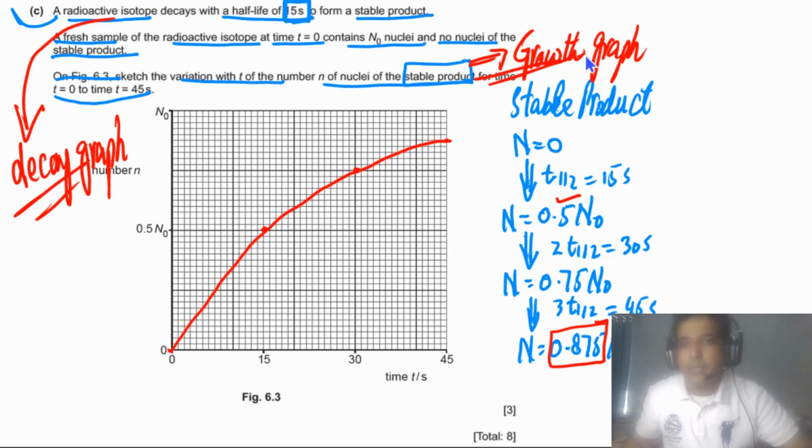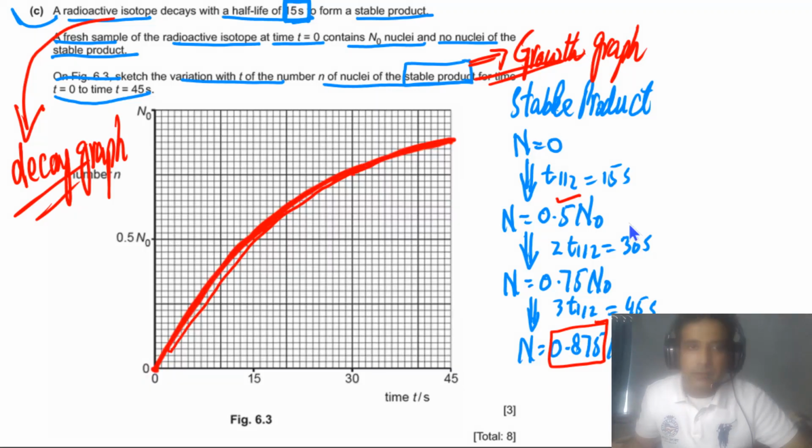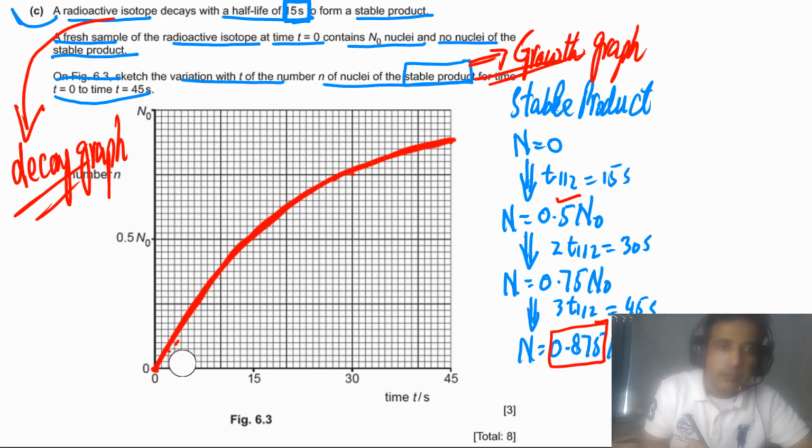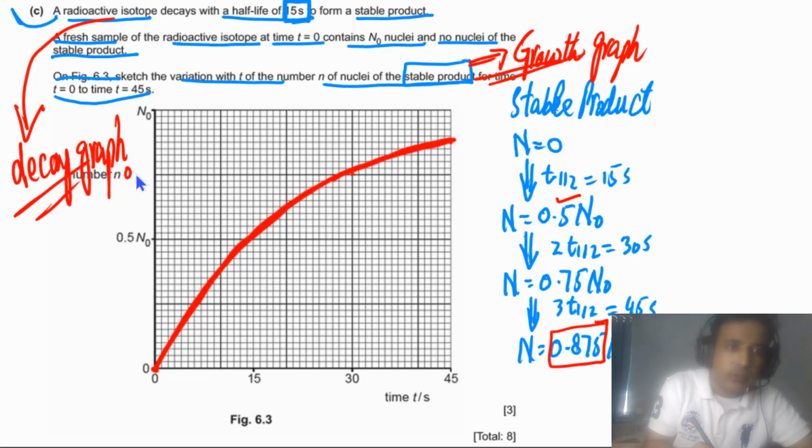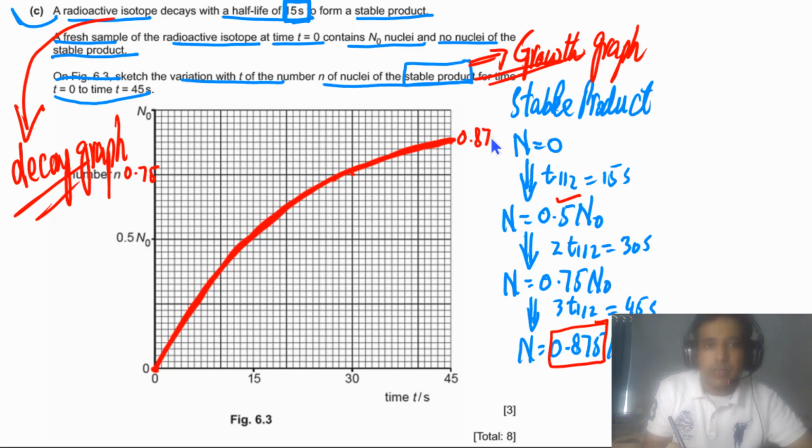Let me show you the proper graph, how you need to sketch. Let me clean this. So this is how you need to sketch a proper one. If you want to label this, we can also label. This will be 0.75 and this will be 0.875. And that's all for nuclear physics.